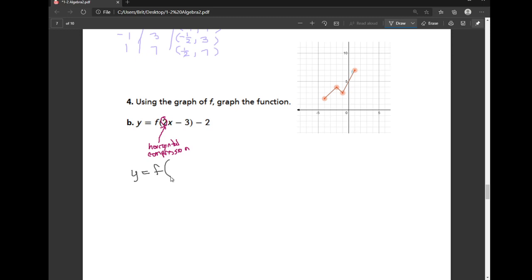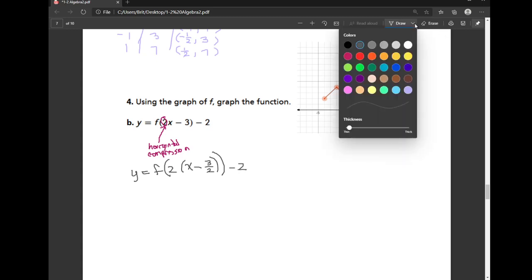And so all that I'm going to do is factor a 2 out of this expression. So I'm going to have a 2 here, then parentheses. So 2x divided by 2 is just x, minus 3 divided by 2 is 3/2, or 1.5. And then we put the minus 2. Alright, and so now we have what we need in order to graph it.